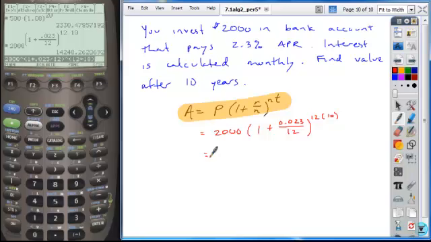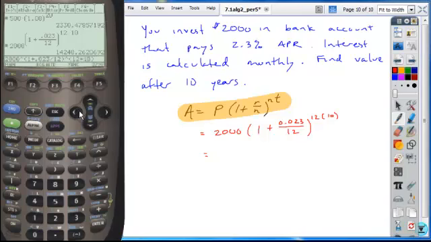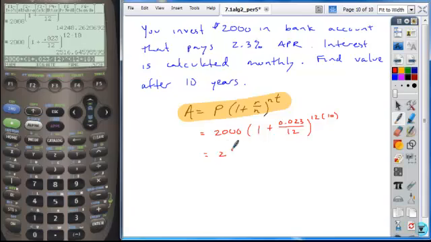Okay, so this should be 2,000 times 1 plus 0.023 divided by 12, all to the power of 12 times 10, and you get your answer, 2516.65 approximately. So here's what your account balance will be at the end of 10 years.